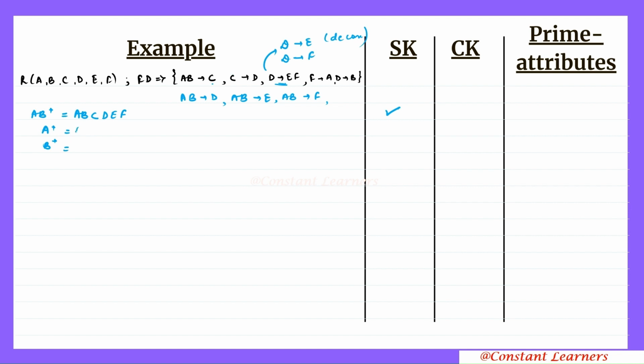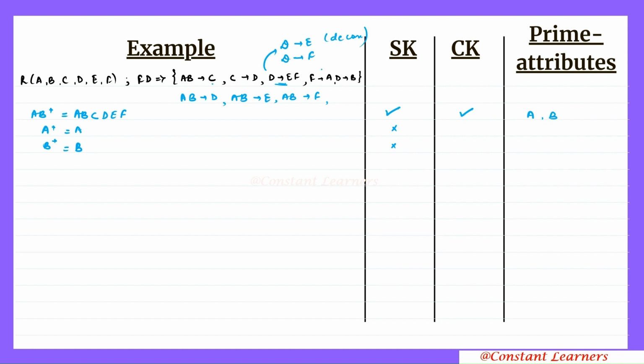But A can only determine itself. A cannot determine anything else. And B can also only determine itself. So this is also not a super key. This is also not a super key. Hence, AB will be a candidate key. So the prime attributes here are A and B.